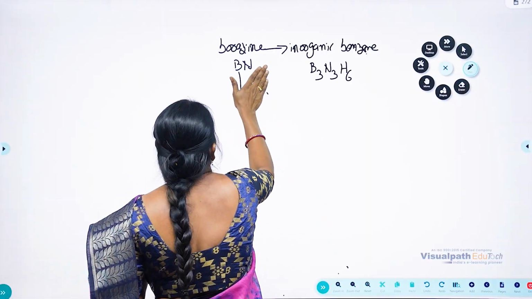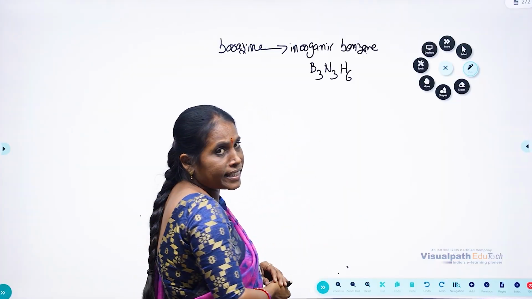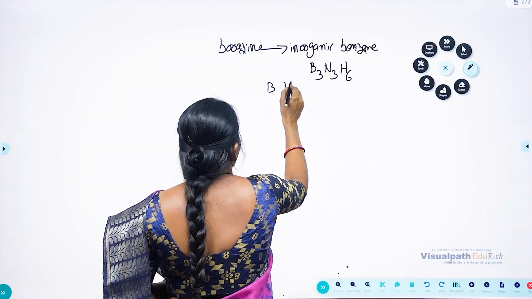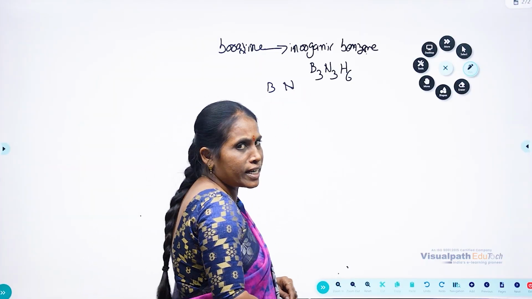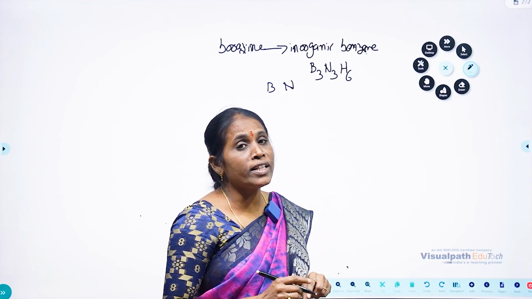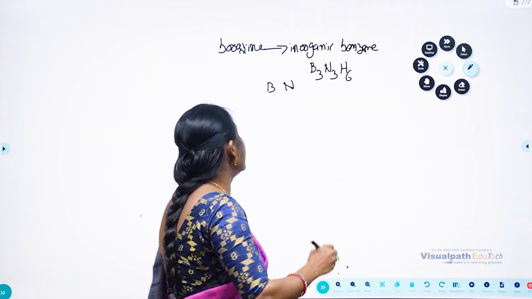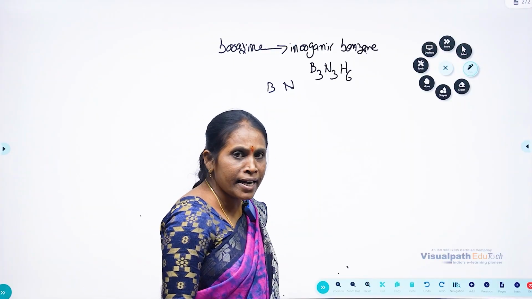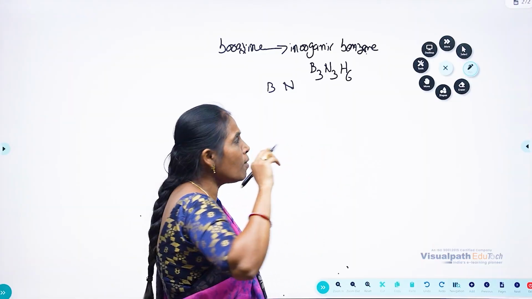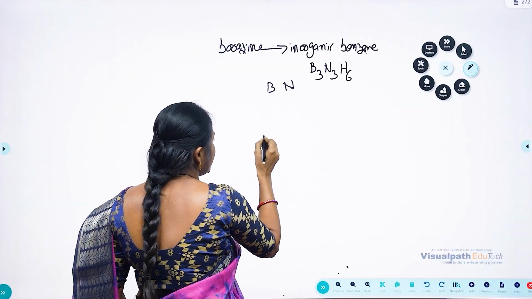So first we discuss borazine. The borazine formula is B3N3H6. In this borazine we consider the boron and nitrogen atoms. Between boron and nitrogen there is a large electronegativity difference. Due to that, borazine is polar in nature, and its structure is similar to benzene. It is related to benzene. So see the structure of B3N3H6.